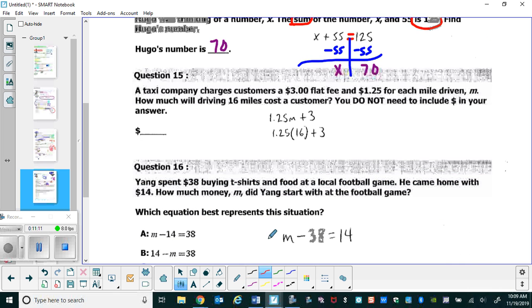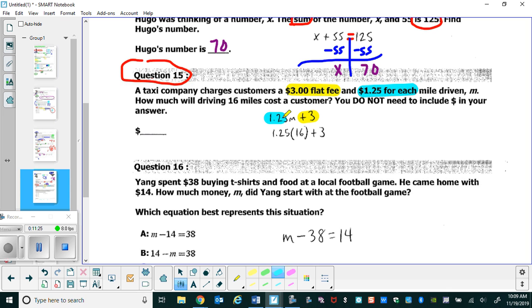All right, now we're on question 15. So if a taxi company charges a $3 flat fee, I wanted to remind you guys that the flat fee is the constant. And when you see things like each or per, that's going to be the coefficient of your variable, which is m in this situation.